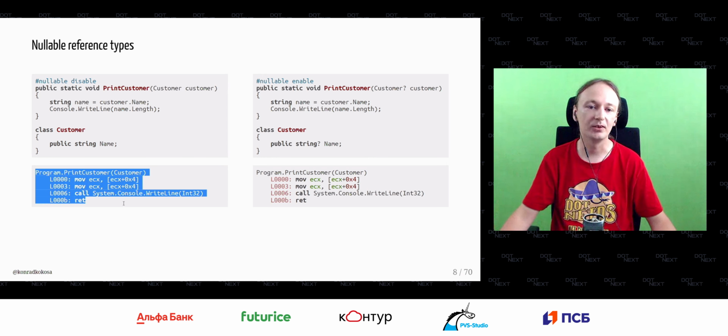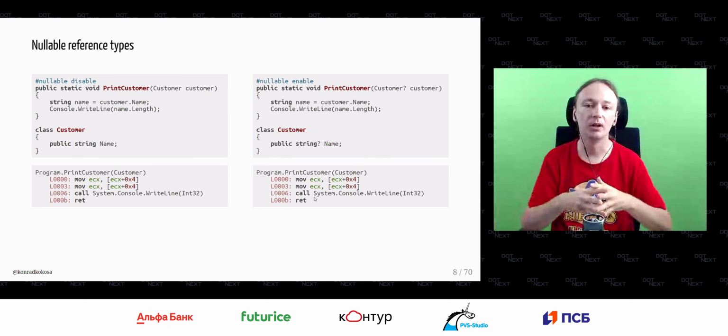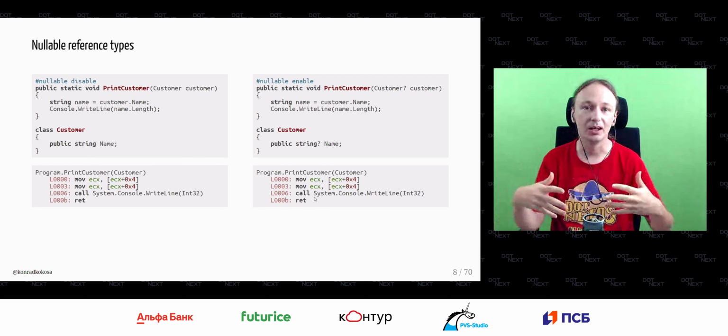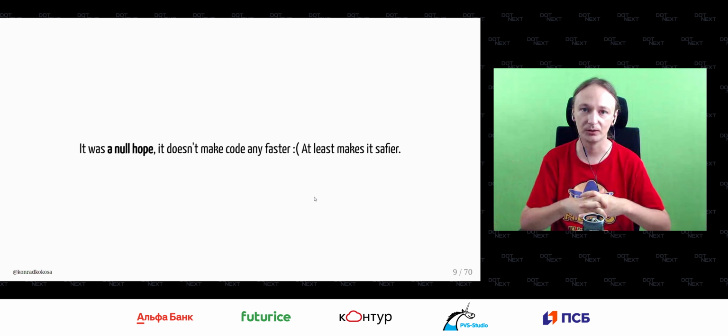There is no null check inside the code generated with the previous approach, and exactly the same code is generated when nullable reference types are enabled. So from the perspective of performance, it is exactly the same, and in fact we should not care about it. I mean, it was unfortunately a null hope: it does not influence the performance of the code. It doesn't help in getting rid of JIT checks of nullability.